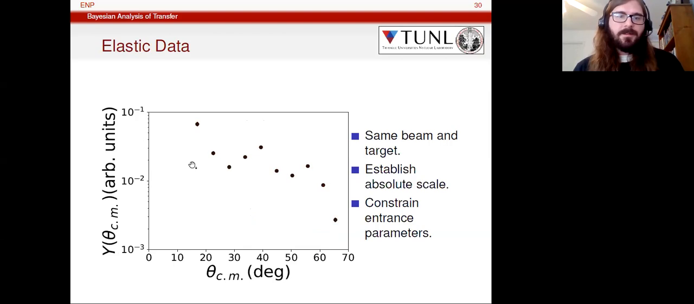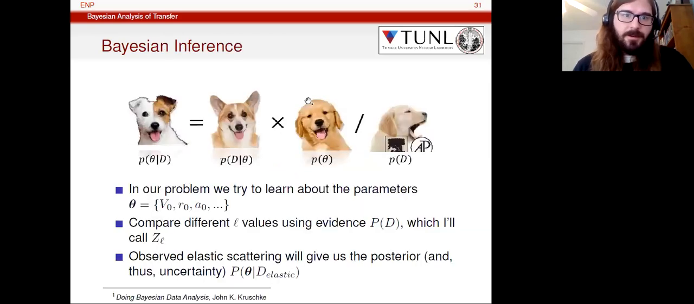And so this is our data. We took it from 15 degrees to 59 degrees in the lab, in 5-degree steps. We only measure it for the entrance channel because that is the same beam and the same target as the transfer reaction that we're interested in, so helium-3 beam and the sodium-23 target. This cross-section is going to be used to establish the absolute scale via a normalization factor, and then we also wanted to provide constraints on the optical model parameters. Okay, and so the way we're going to do this is using Bayesian inference.